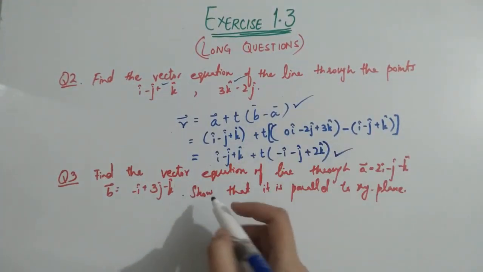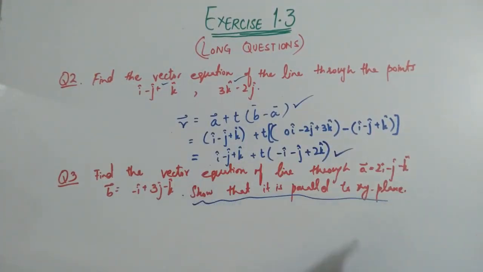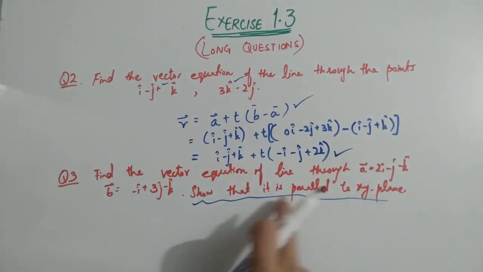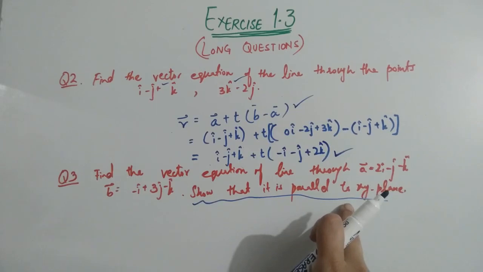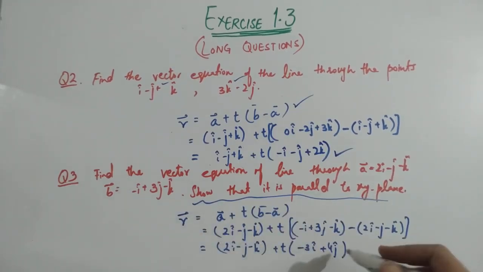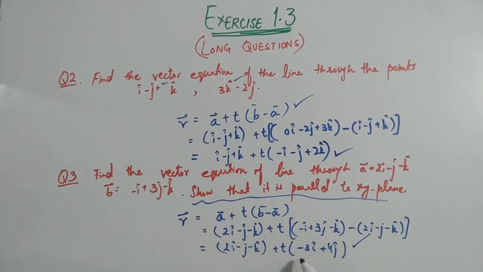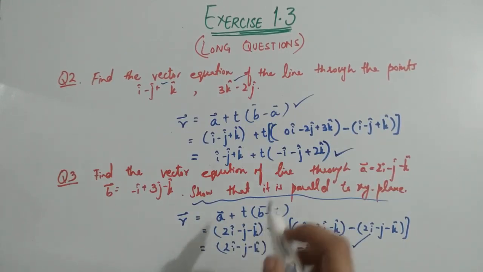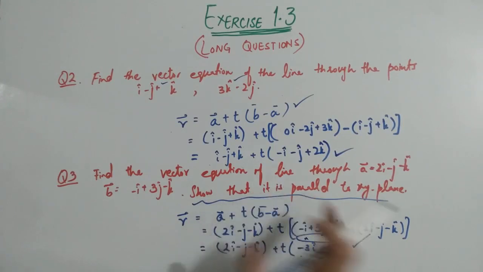The second part is: show that it is parallel to the xy plane. So let's solve it, then I will tell you what is meant by this. After solving this question I have found this solution. Now you can see that this is minus 3i plus 4j, only the components of x and y here, not the z. So it shows that the line is parallel to the xy plane only and not the z.